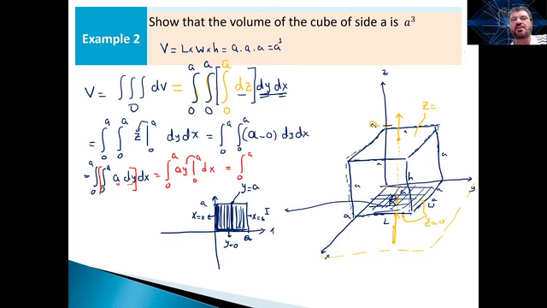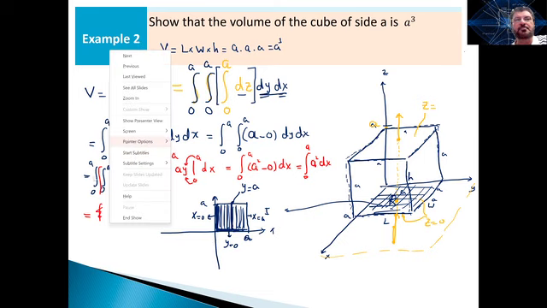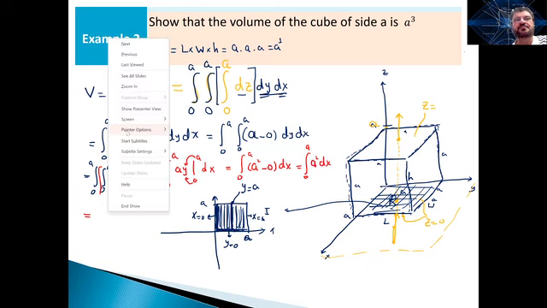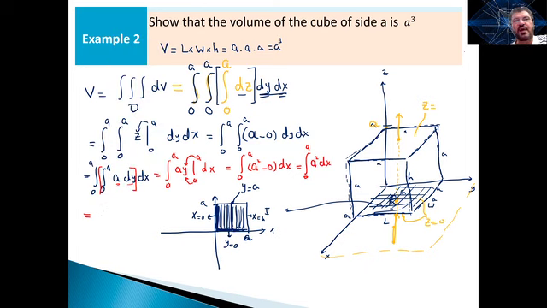Now we replace y with a. So a times a is a square, minus we replace y with 0, you get 0, dx. So we are left now with the integration from 0 to a of a square dx. Again, a is a constant. So a square stays, and the integration of dx is x from 0 to a.